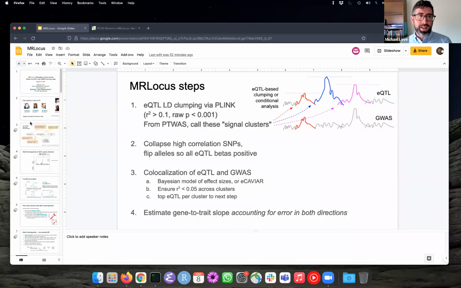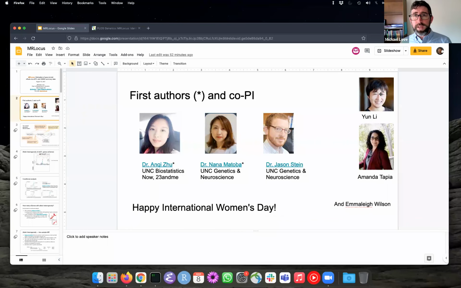Just to highlight, Yun Lee and her group have worked on a tool called TopLD, which is LD matrices derived from the TopMed consortium. Those seem to be much better than the LD panels that we use, just because when we started the paper, that resource wasn't available yet. But that's probably where we should go.